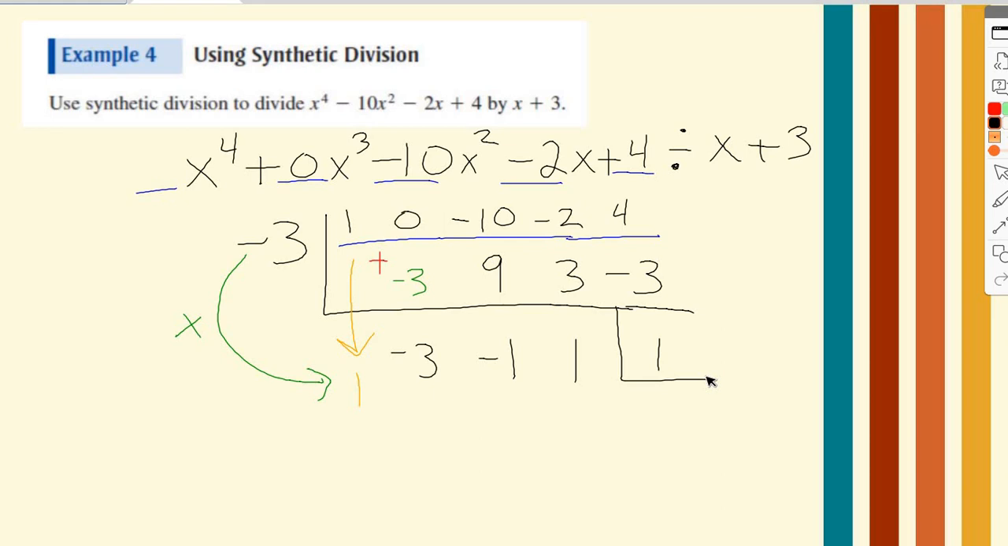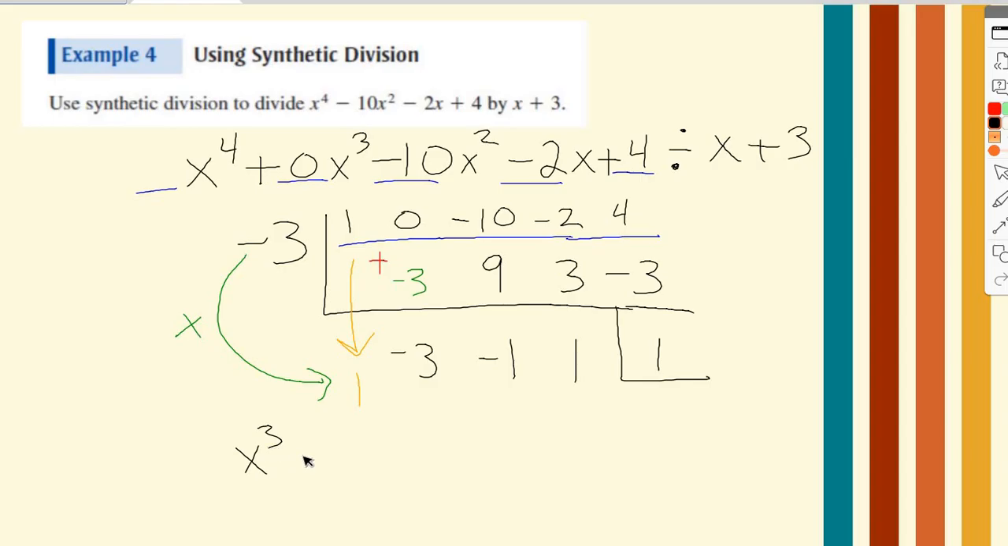So if I had an x to the 4th and I divided that by an x, how many x's am I going to be left with? 3. So I should have an x to the 3rd. Whatever the first number is, that's the number that goes in front of your biggest exponent. So 1, x to the 3rd. And then I'm just going to go down in descending order.